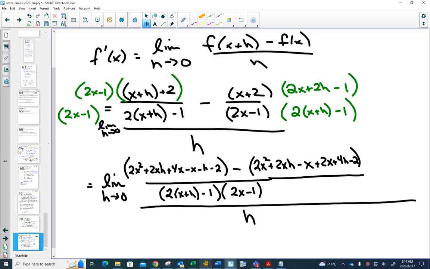Did I make one? You think so? Which one did I make? 4x instead of 2x. In the second one, 2x squared, 2xh minus x plus 2x. Oh, this would be plus 4x. See? Oh, I would love to say I did that on purpose. But that would have caused all sorts of problems moving forward.